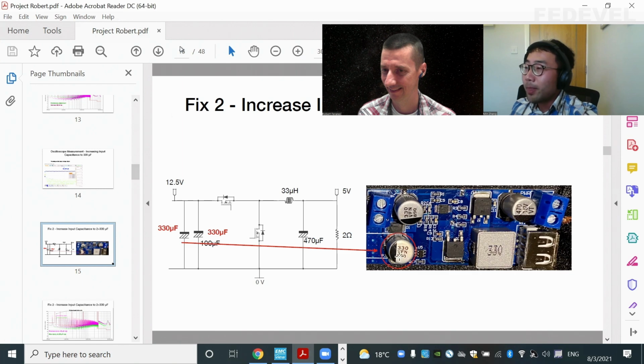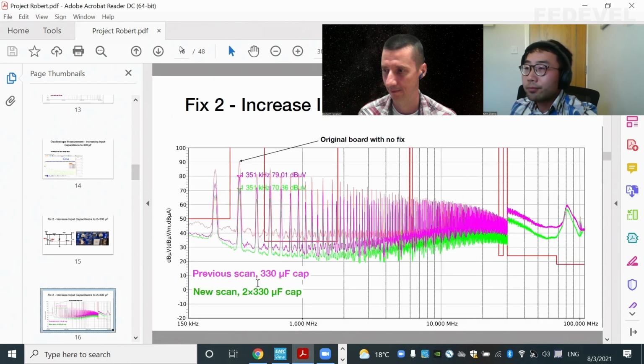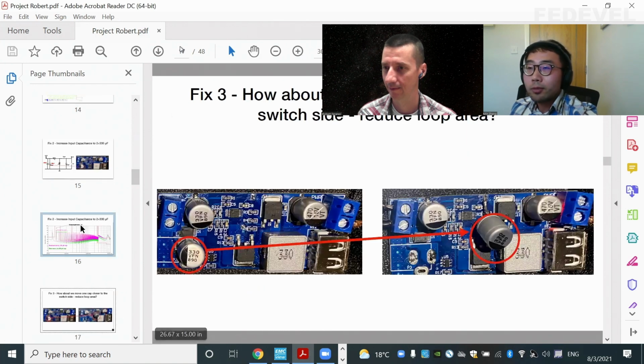So now in this case, I just removed the other connector and I put another 330 microfarads. So effectively, we now have 660 microfarads. And results. Okay.